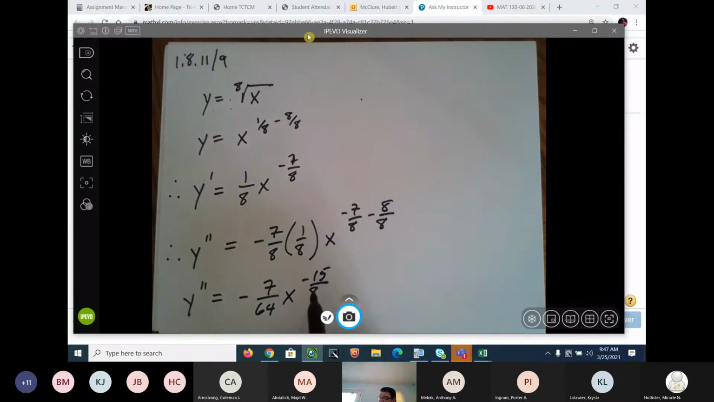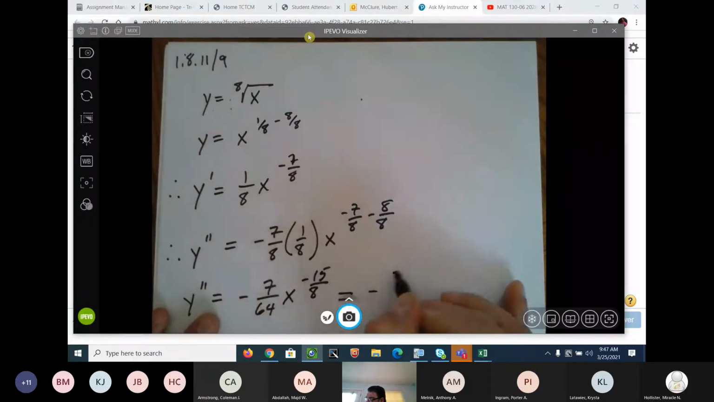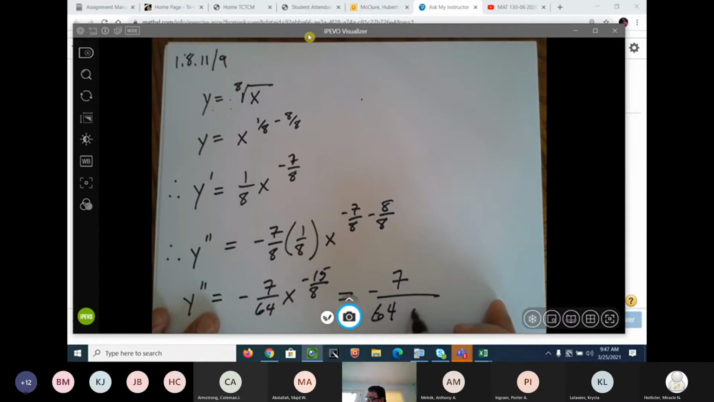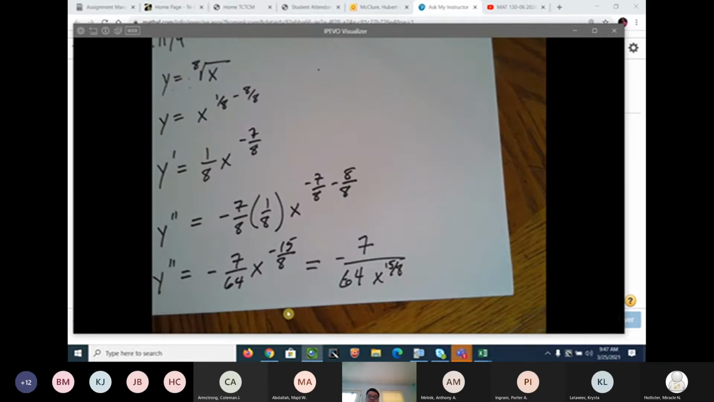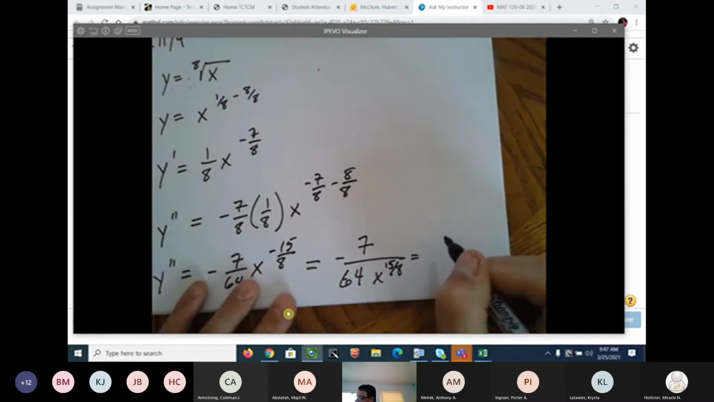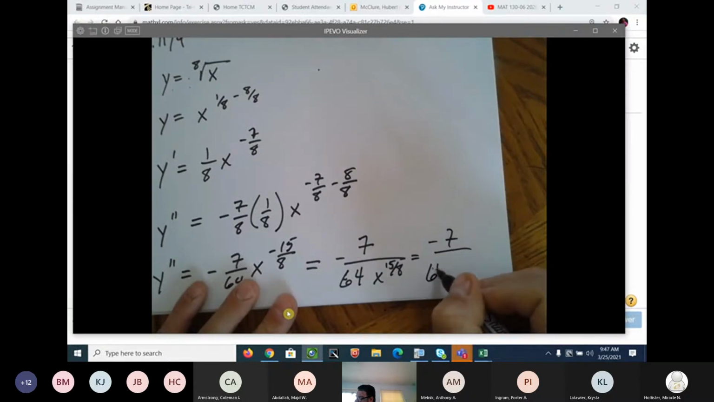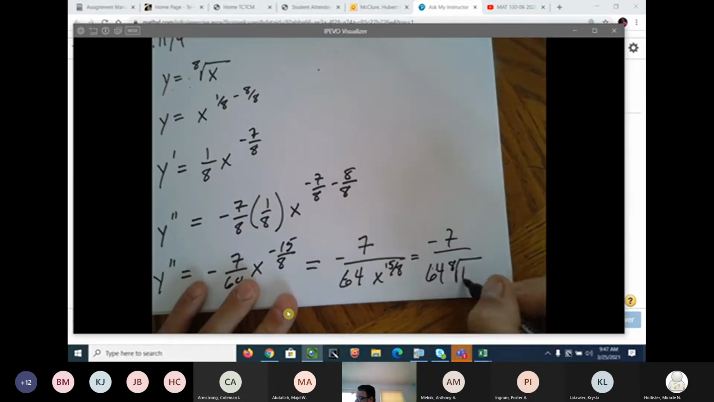You could bring that x to the negative 15/8 down, and you could say negative 7/64 x to the 15/8. And you could turn that into a radical, exponent over index, which would be the 8th root of x to the 15th. This is a mess. I don't know how far they're going to take it. That's why I'm saying it's a mess. Which would be negative 7/64, 8th root of x to the 15th.